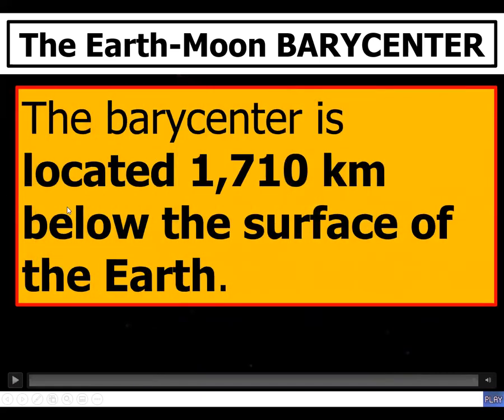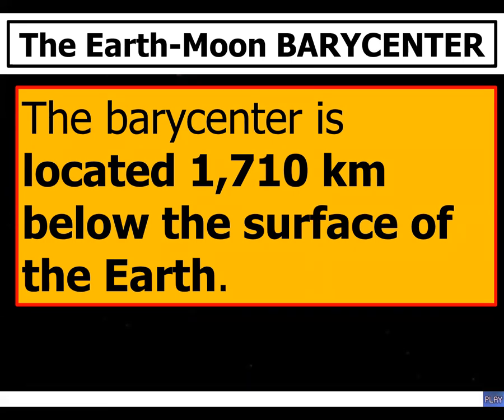The barycenter is located, just like what I said earlier, 1,710 kilometers below the surface of our planet. So the barycenter of the Earth and the Moon is not in the center of Earth. It's actually closer to the surface, at a depth of 1,710 kilometers. Some internet sites would say 1,700 kilometers. Some would say 1,715. Just remember, in our learning, we remember the 1,710 kilometers.